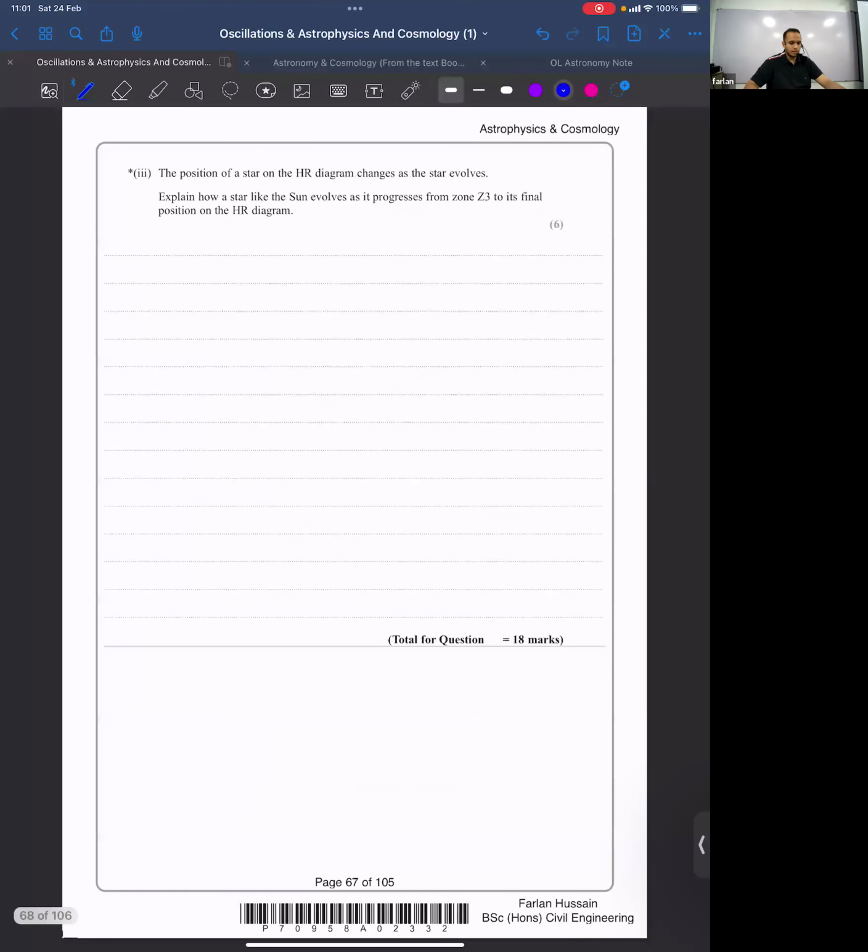Right, the answer is a 6 marker. Explain how a star like the sun evolves as it progresses from zone 3 to its final position on the HR diagram, 6 marker. So I will try to tell anything that I can tell which is relevant to this for a 6 marker.